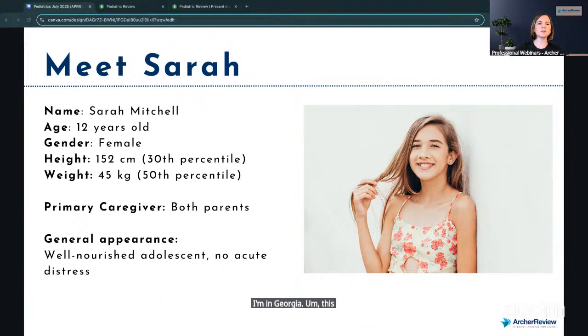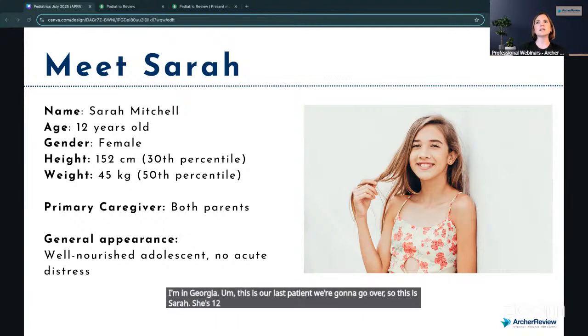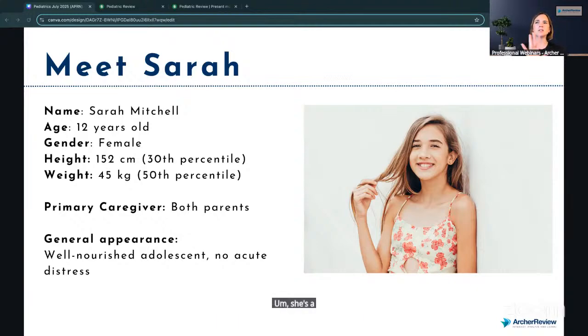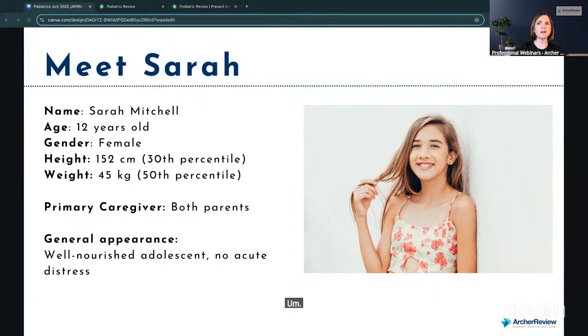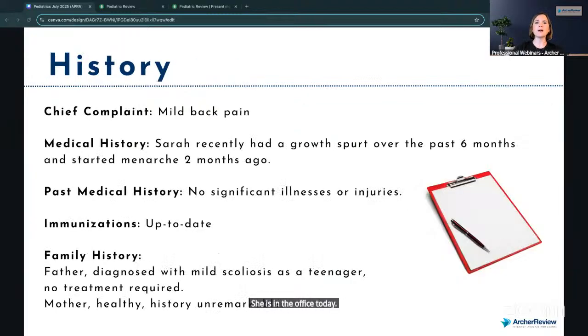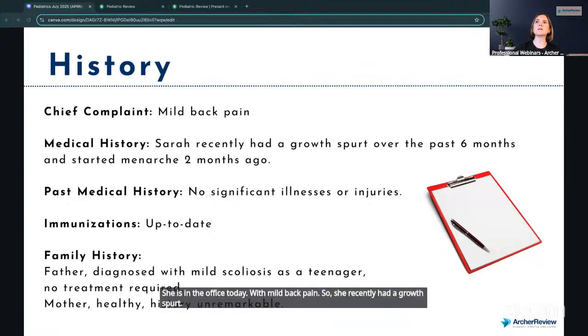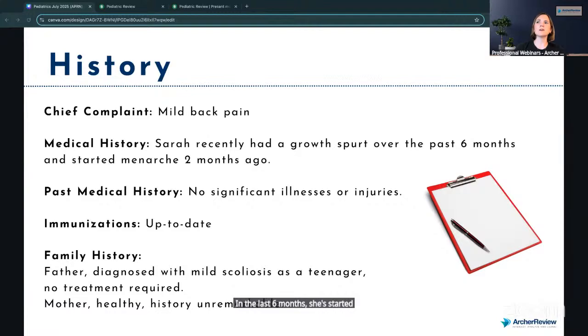This is our last patient we're going to go over. So this is Sarah. She's 12 years old. She's a female. She's about the 50th percentile for her weight and the 30th percentile for her height. She is a well-nourished adolescent. She has no distress. She is in the office today with mild back pain. She recently had a growth spurt in the last 6 months. She started menarche 2 months ago.